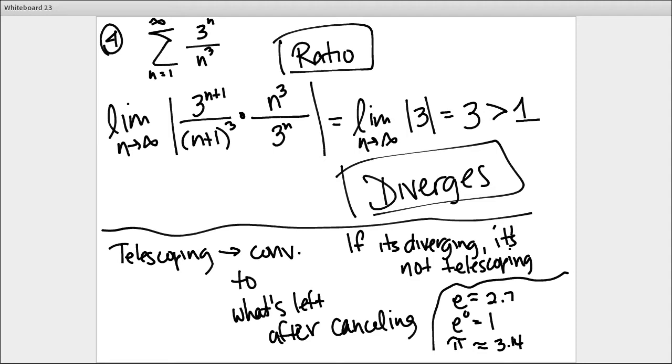And on the quiz, you had to do partial fractions to change a series that did not look telescoping into something that's telescoping. Monday is the quiz.